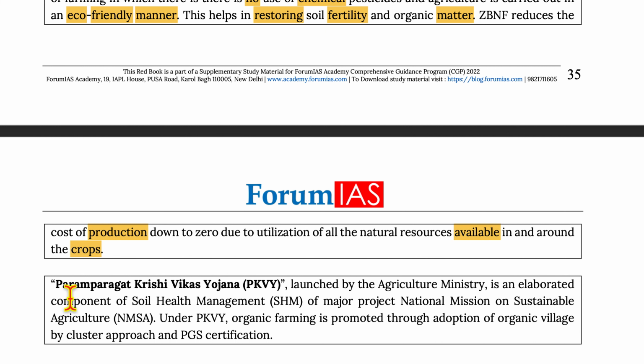Paramparagat Krishi Vikas Yojana, launched by the Agriculture Ministry, is an elaborated component of soil health management of the major project National Mission on Sustainable Agriculture. Under Paramparagat Krishi Vikas Yojana, organic farming is promoted through adoption of organic villages by cluster approach and PGS certification.